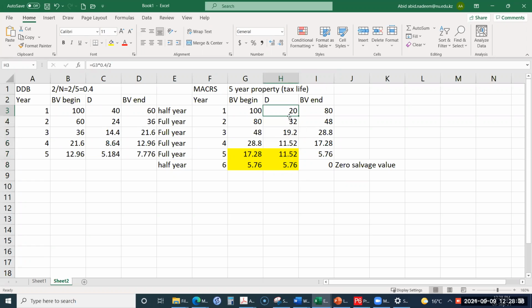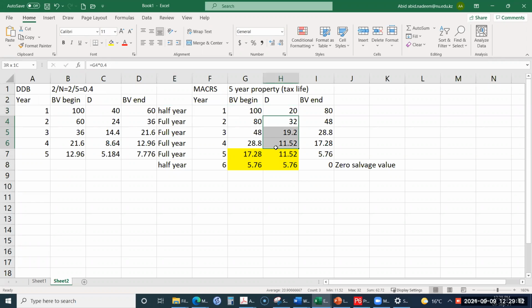Yeah, this is the one: 20%, 32%, 19.2, 11.5. But these percentages we have calculated based on the double declining balance method. Remember that in the double declining balance method, each year was 40%. However, we have applied the same method over here, but the first year is considered as a half year. So instead of 40%, it will be 20%. And from the second to the fourth year, it is full.